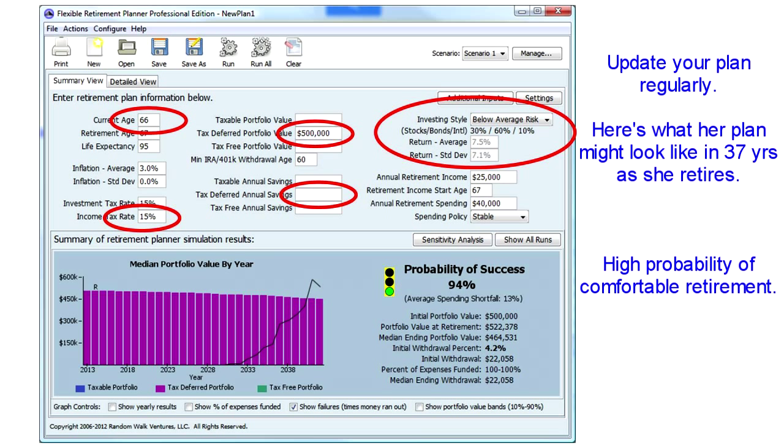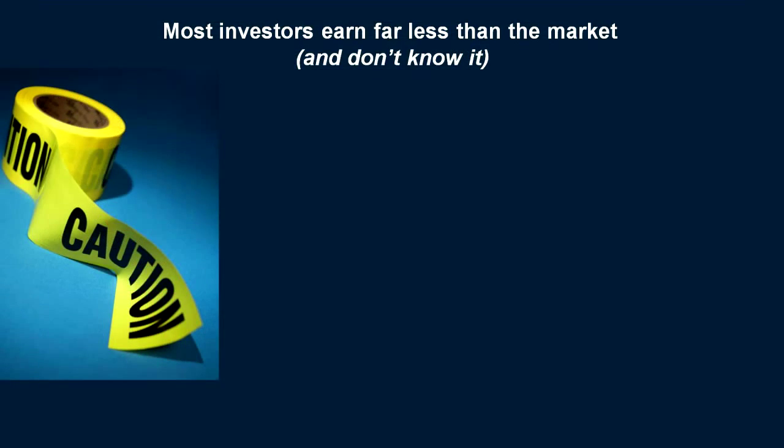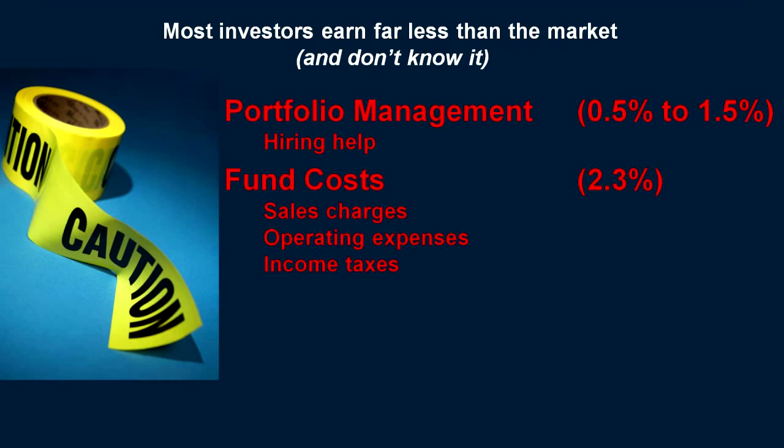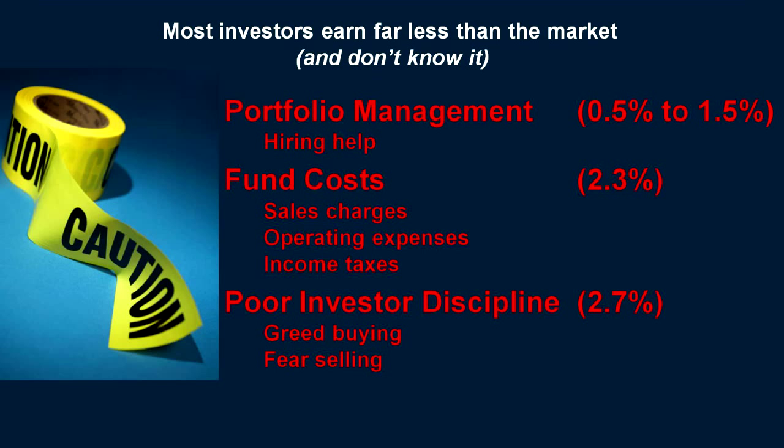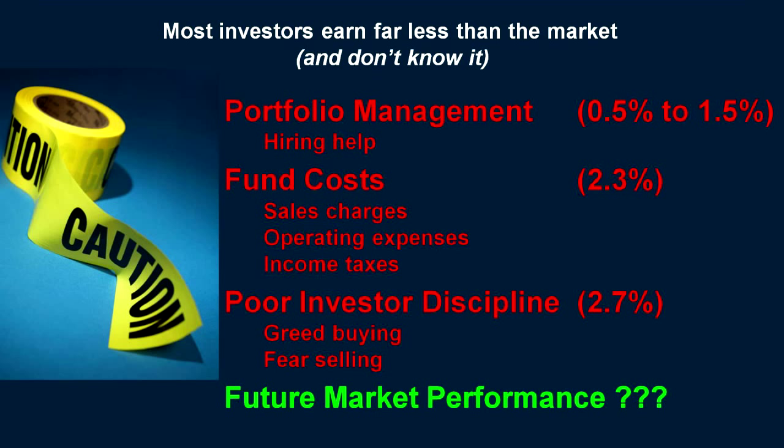The output of any planning model is only as good as the assumptions you use. It's worth pointing out that the average investor doesn't achieve the market returns because of advisor fees, costs associated with the funds they choose, and poor investor discipline. It's also very possible that the markets won't be as attractive as they were in the last century.